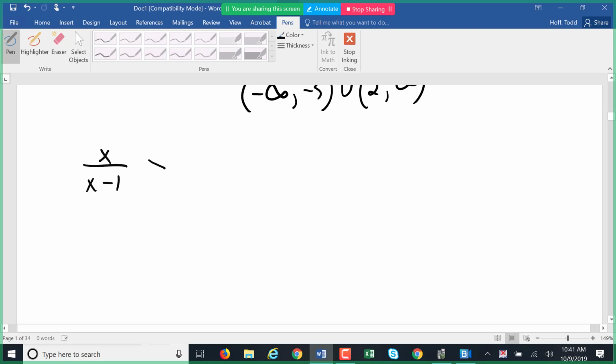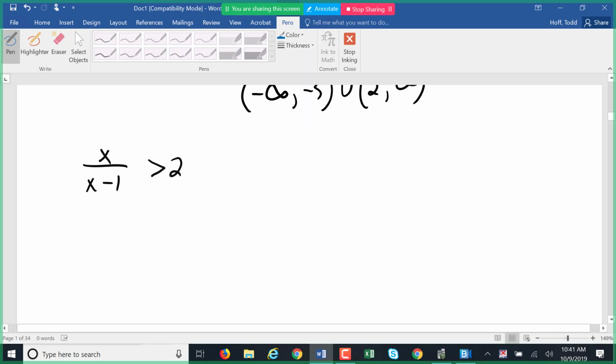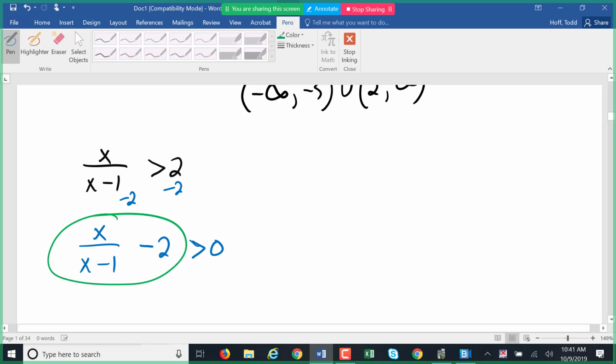x over x minus 1 is greater than 2. It's not compared to 0. So getting it compared to 0 is the difficult part. To do it, I'm going to subtract 2. But now what I have here is x over x minus 1, all minus 2, is greater than 0. Well, I can't work with that. I have to have this as a single fraction in order for my methods of testing this to work. So I have to combine the x over x minus 1 and that negative 2.